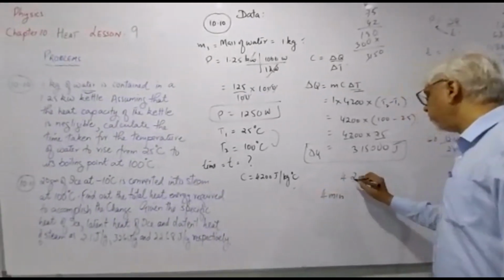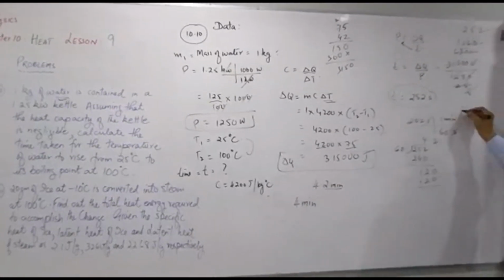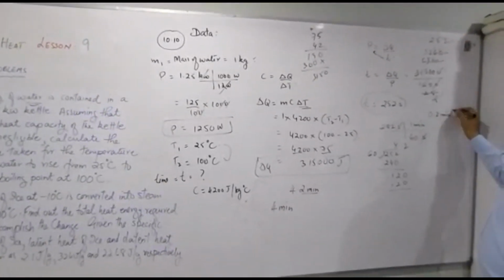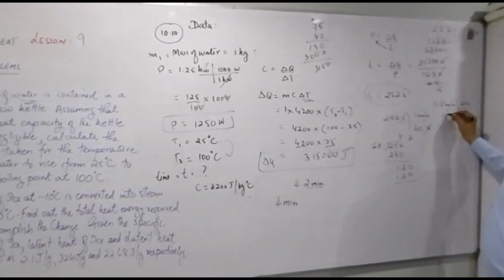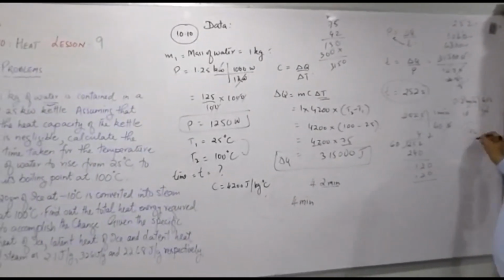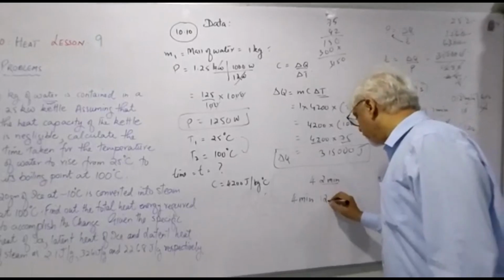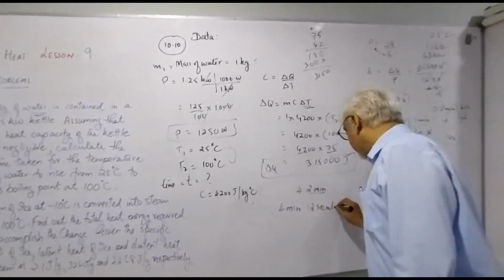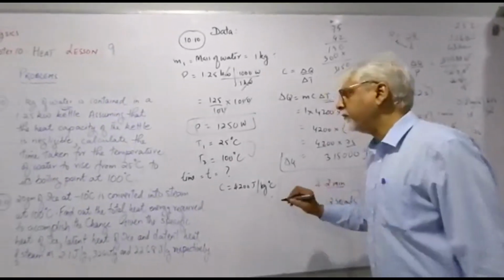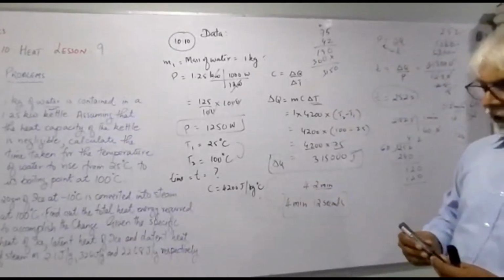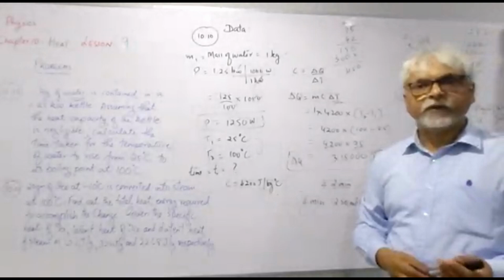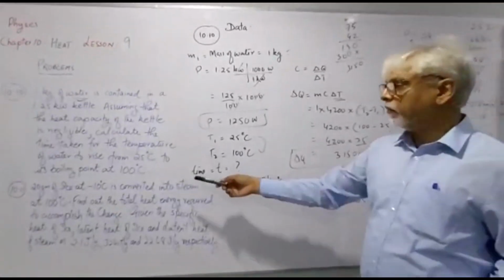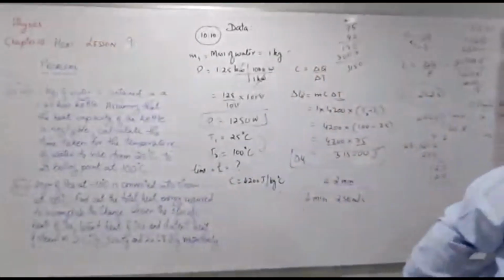And what is 0.2 minutes equal to in seconds? 1 minute is equal to 60 seconds. So we have 4 minutes, 12 seconds, the time it will take for the water to boil in the selected kettle, which is of 1.25 kilowatt. Okay, I hope it is clear to you all. Now we move on to the next question, 10.11.